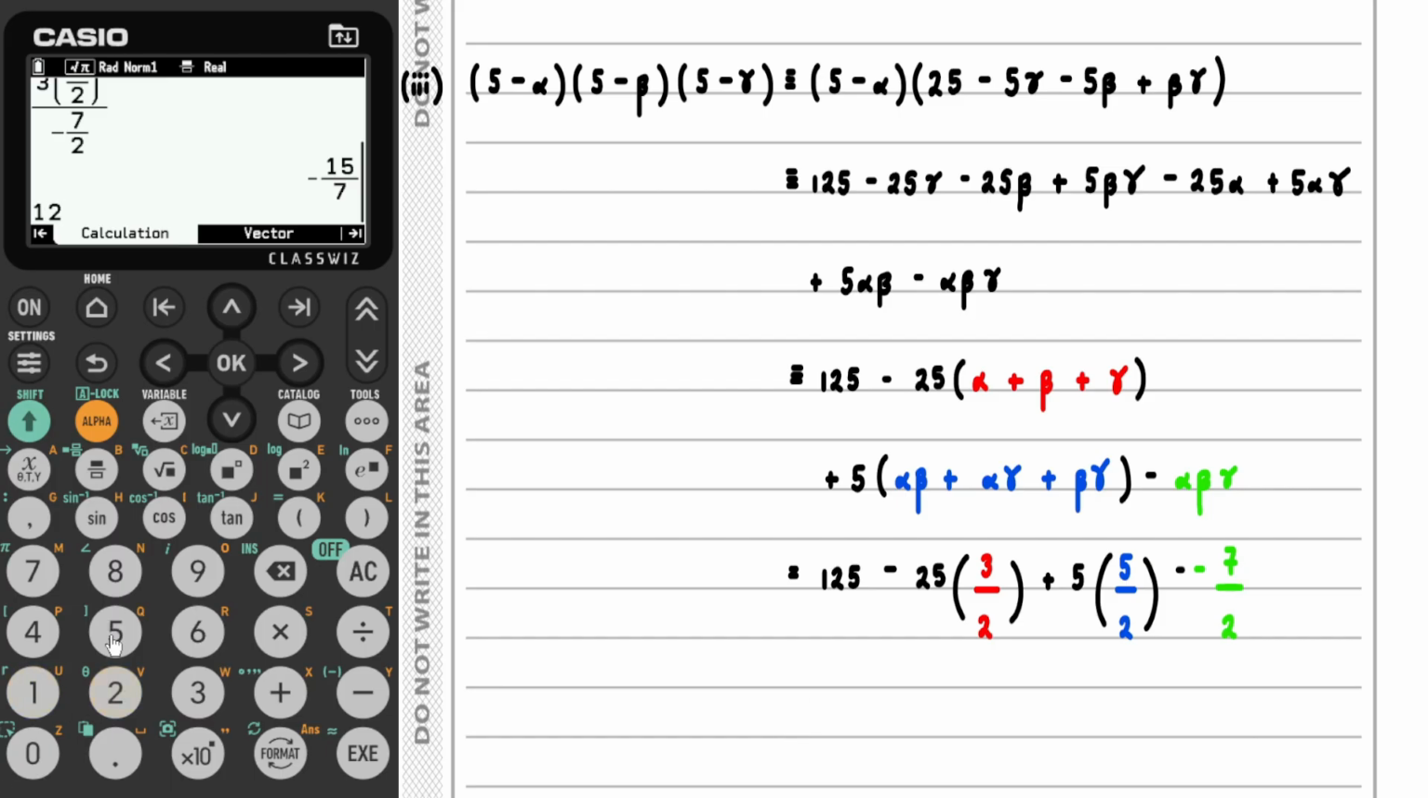We have 125, subtract 25 multiplied by 3 over 2, plus 5 multiplied by 5 over 2, subtract negative 7 over 2. And if we work this out, we end up with 207 over 2.